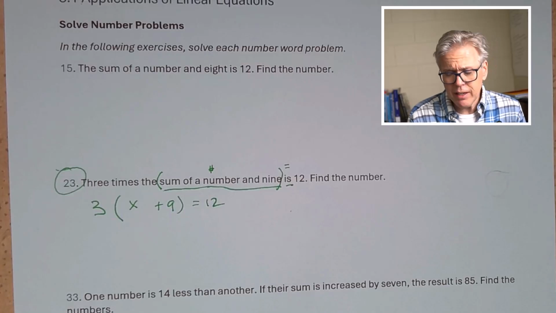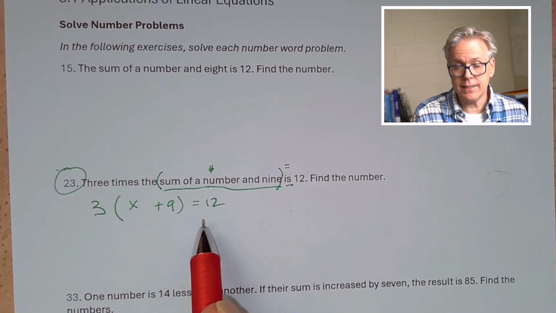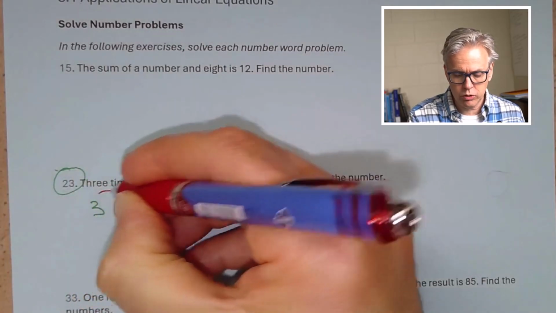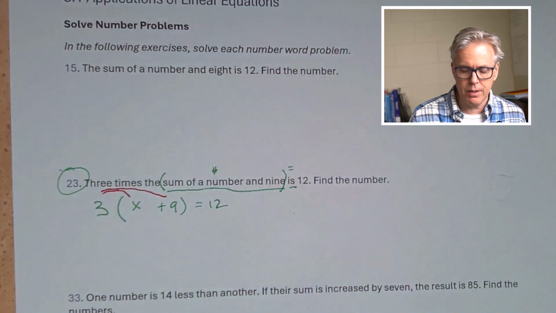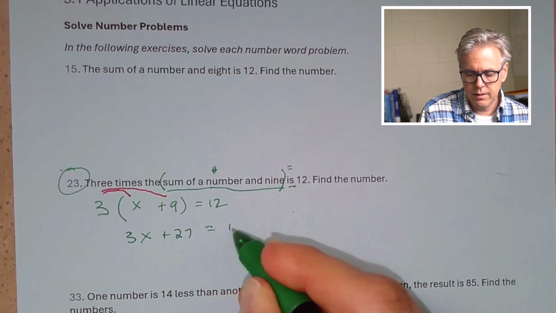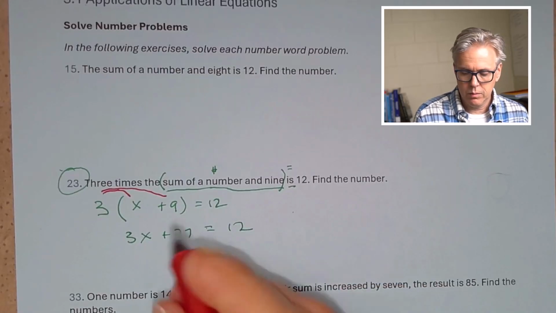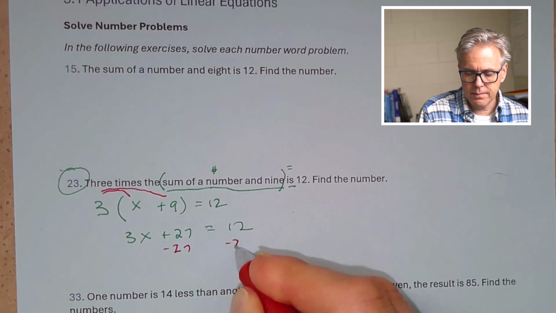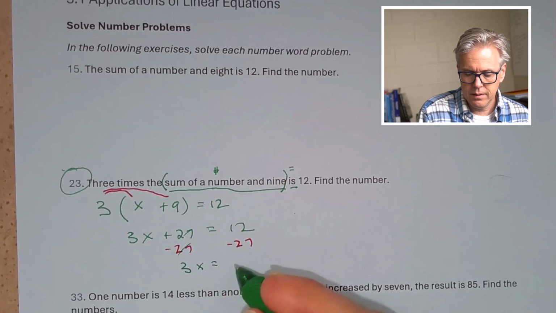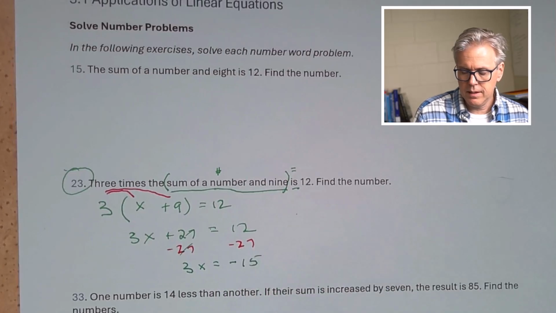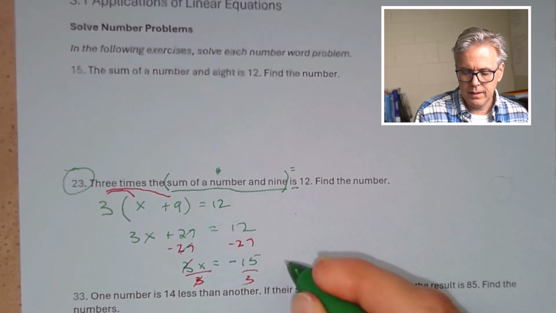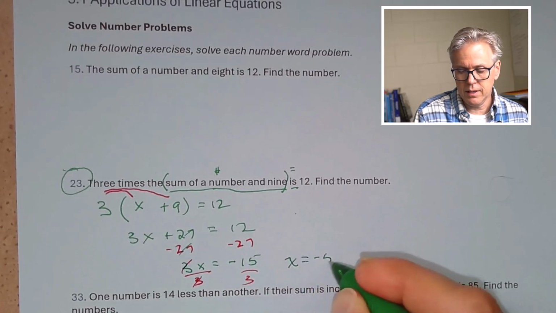So to help that, you've got a couple options. Since 12 is easily divisible by 3, we could divide both sides by 3. That doesn't always happen, so we'll just go ahead and do the standard way, which is to distribute that 3 onto both terms. So we'll get 3x plus 27 equals 12. We'll go ahead and subtract 27 from both sides. Those cancel, and I'll get 3x equals negative 15. And the last step here, almost out of room, divide both sides by 3. And I'll get x equals negative 5.